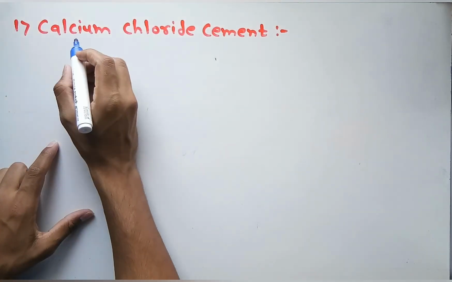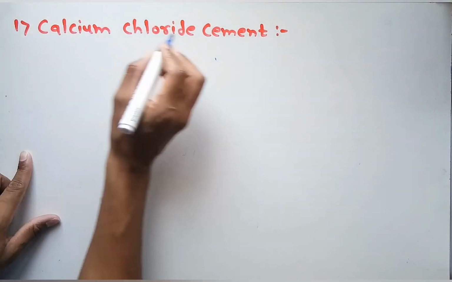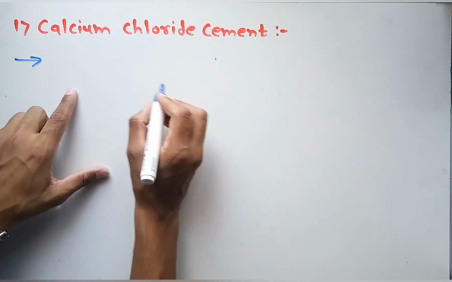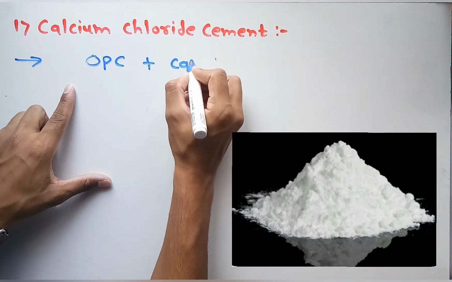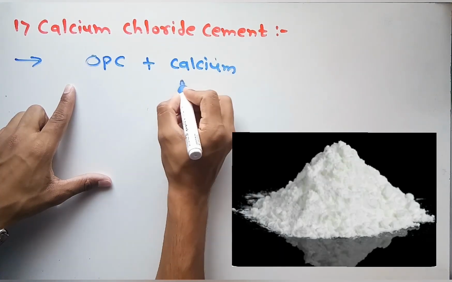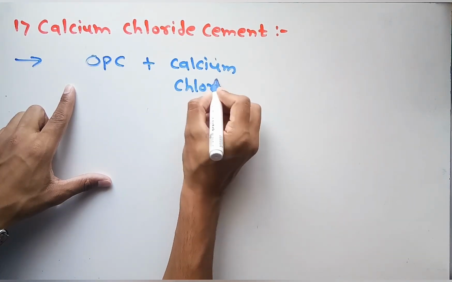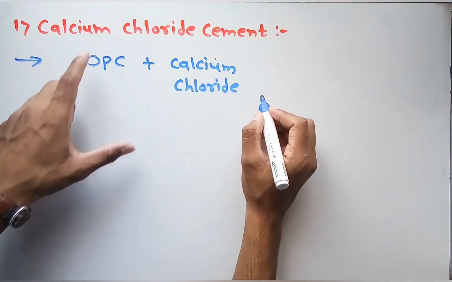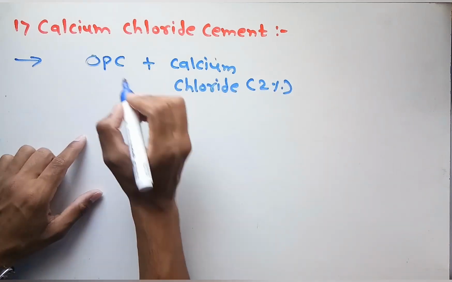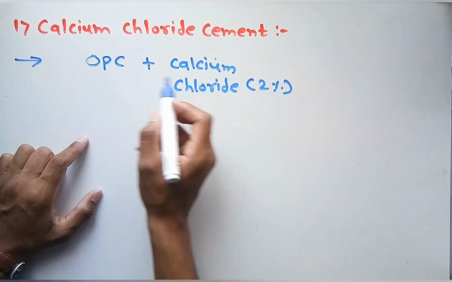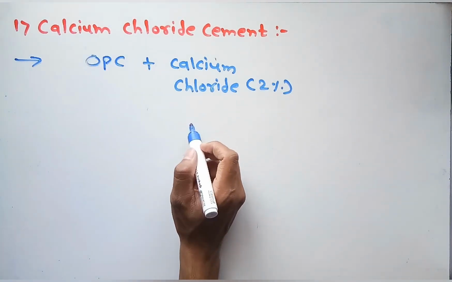So our first type is calcium chloride cement. To obtain calcium chloride cement, first of all we will see the proportion. The proportion is OPC along with calcium chloride, and the percentage of calcium chloride in this particular cement is around 2% of the OPC. So this is the basic proportion which is maintained to produce the calcium chloride cement.